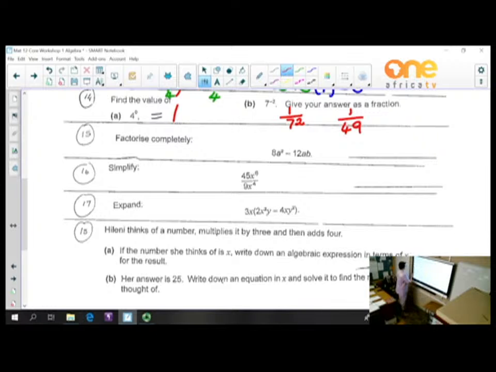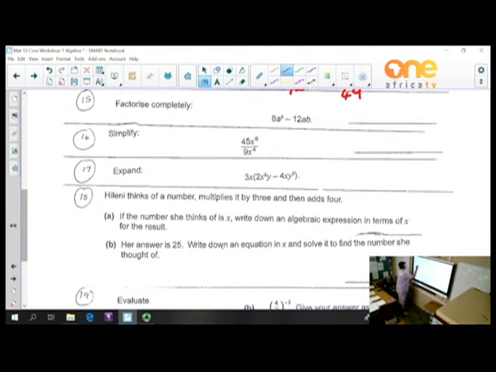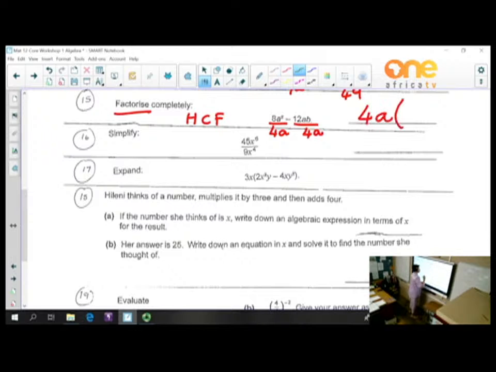Question 15 is another factorize. What does factorize mean? Divide by the highest common factor. I need to find the highest common factor, that is something that can divide. So if we look here, I can divide by the number 4 and the letter A. Here I can also divide by 4. It's a factor of 12 and the letter A. So my first factor is 4A.